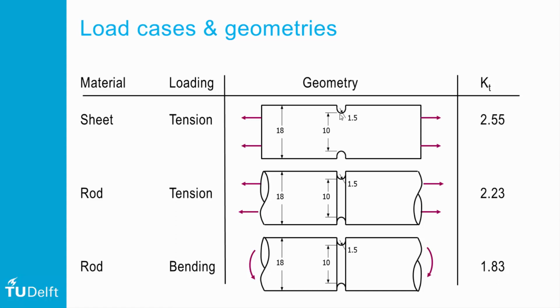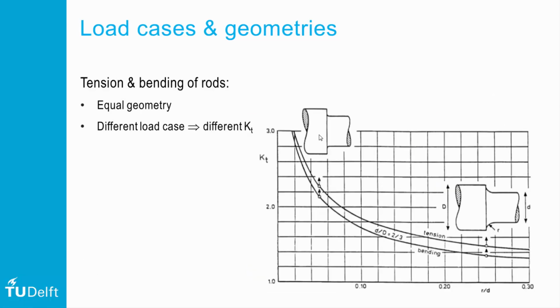What you should try to do for yourself is illustrate the stress trajectories, and you will identify that indeed they will be different. In any case, if we change the load case, even though we are talking about the same geometry, the stress concentration factor will be different. So if we have a fillet here with a fillet radius, we will have two different curves to illustrate the effect of tension and bending on the effective stress concentration factor. Changing the load case changes KT.